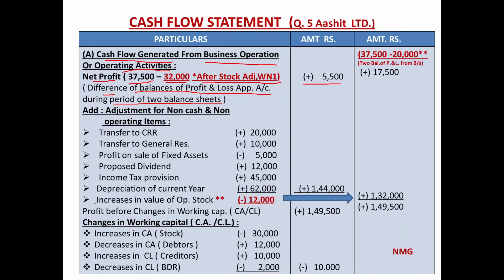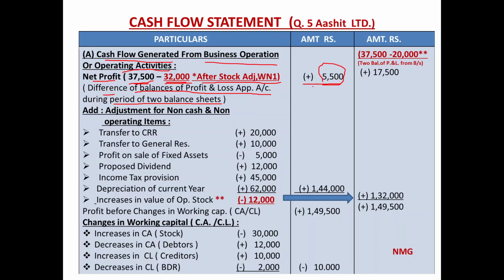Difference of balances of profit and loss appropriation account during period of two balance sheets. Profit of the current year 37,500 minus balance of profit and loss of the last year after stock adjustment entry, it is 32,000, and that gives the profit of the year 5,500.